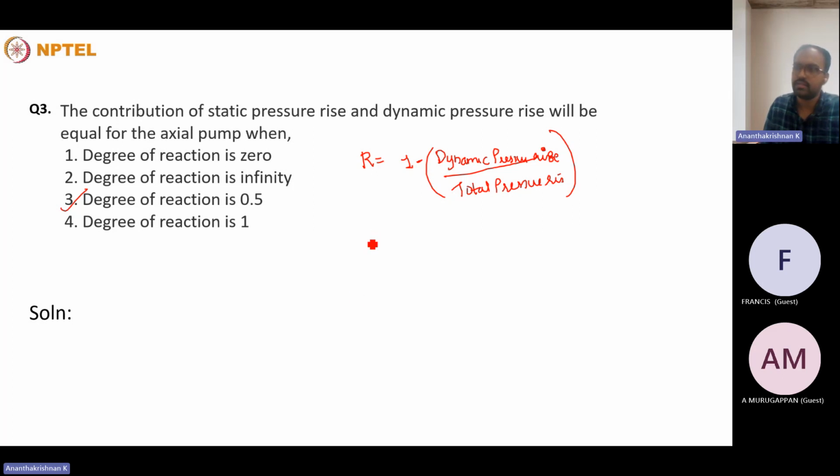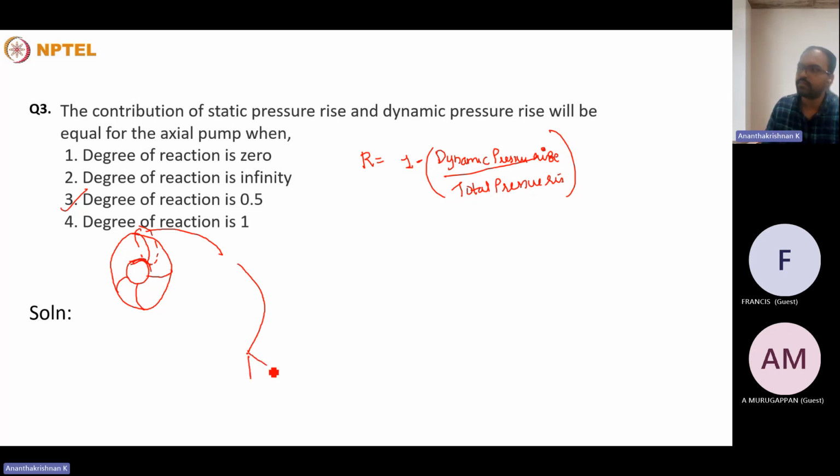So this is the equation: 1 minus dynamic pressure rise divided by total pressure rise. In the case of a radial flow pump, how can we derive this equation? That is something we are going to see right now. Consider this to be the hub of the impeller, and this is the blade. Multiple blades are there. Let us zoom in on this portion and try to draw the velocity triangle at the inlet and the outlet.